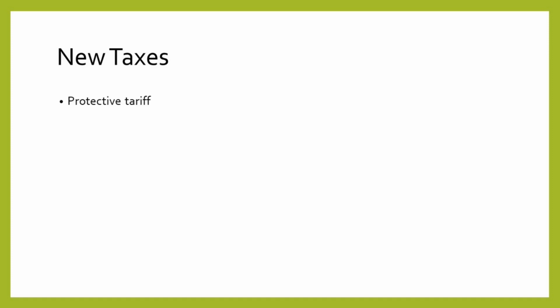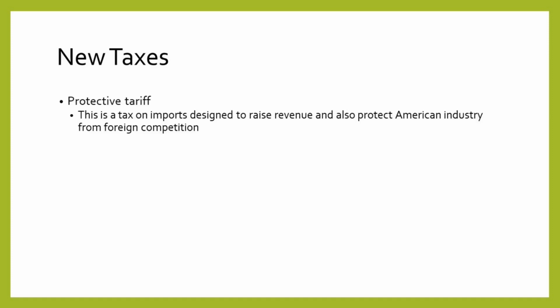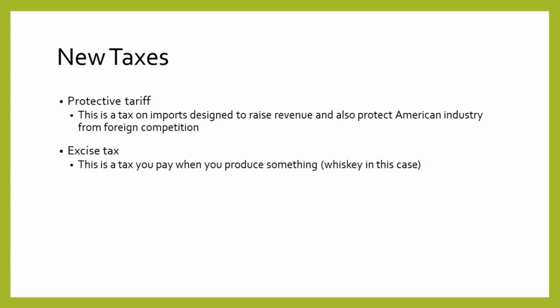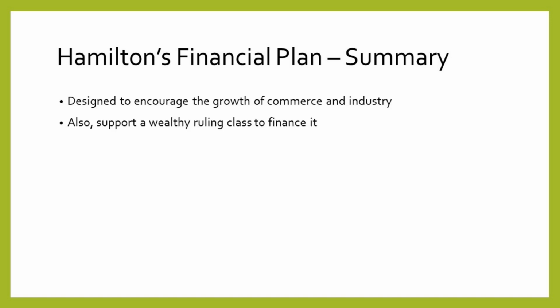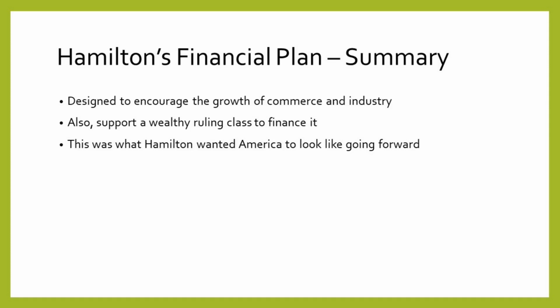The first was a protective tariff, that is, a tax on imports designed both to raise revenue and also to protect America's budding industries from foreign competition. The second tax was an excise tax, which is a tax you pay whenever you produce something, in this case, whiskey. Taken together, the 4 points of Hamilton's financial plan were designed to encourage the growth of commerce and industry, while supporting a wealthy ruling class to finance all of that. This was basically Hamilton's vision for what America should look like going forward.